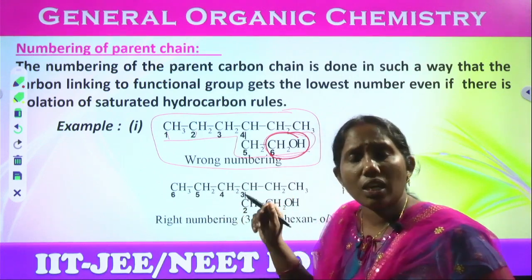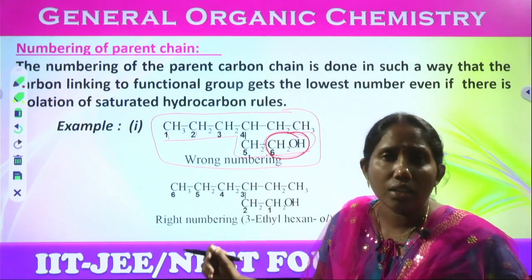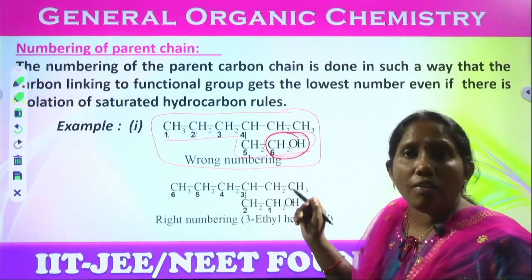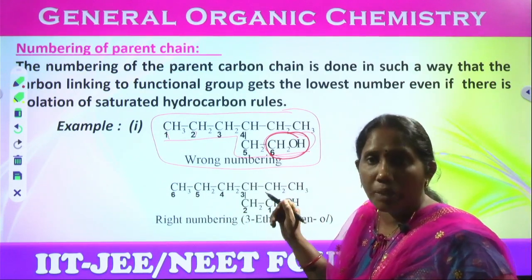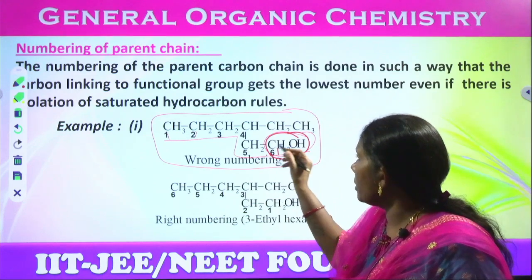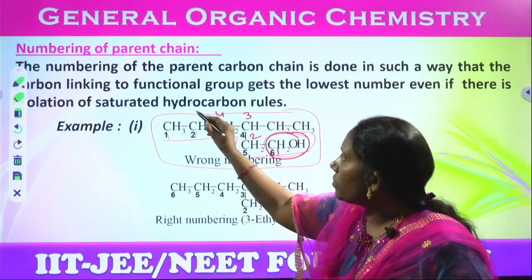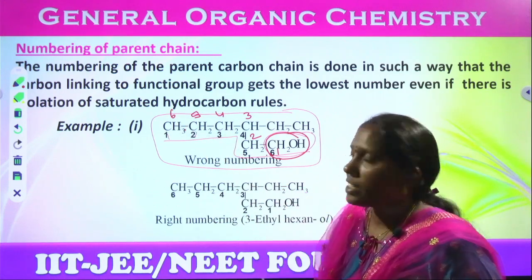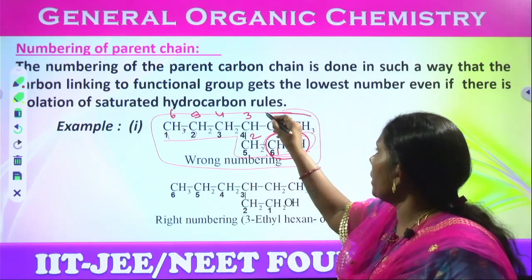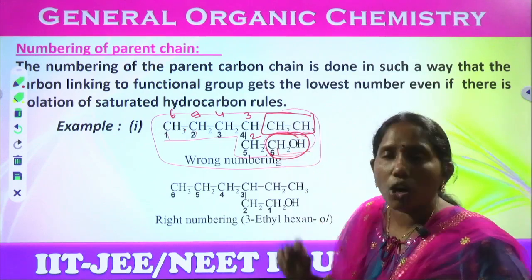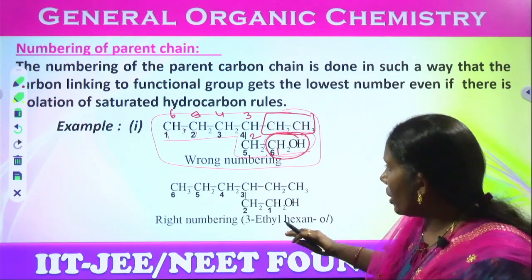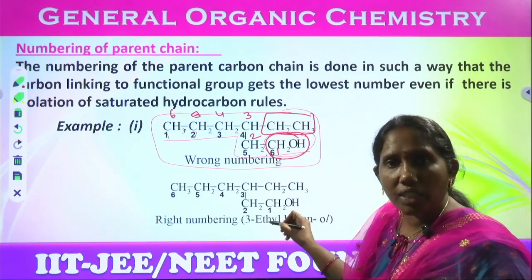So we have to start the numbering from the functional group containing carbon. From this side, 1 2 3 4 5 and 6, and it will be the substituent on the third carbon. If you observe here, they have given the correct numbering.